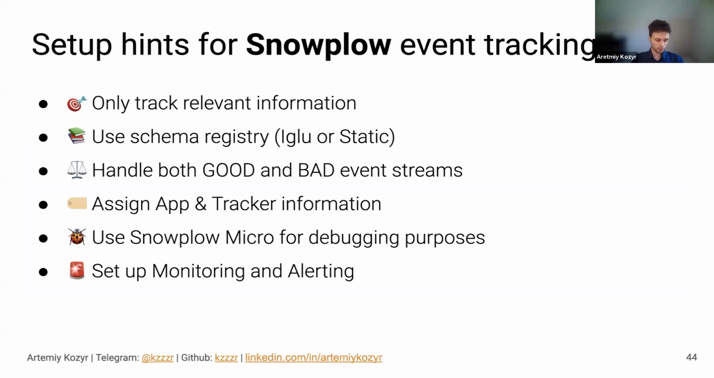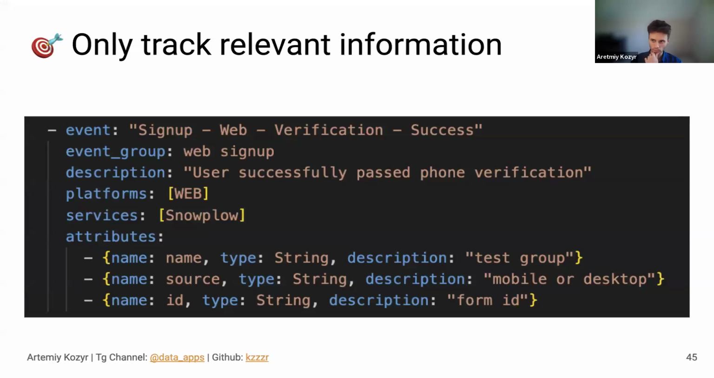So the setup hints from my side for Snowplow, yeah, let's make it faster because I've got a lot of content. So you would only track relevant information. You don't need some kind of garbage, but you need specific information about your app usage or your customer behavior. So there's an example of how you can create a taxonomy and probably create tasks for your Android, iOS, and web teams to track specific events.